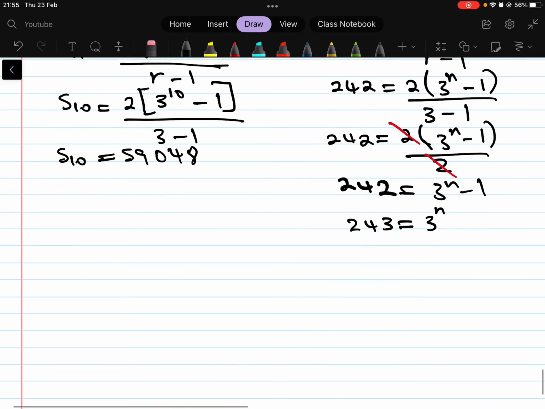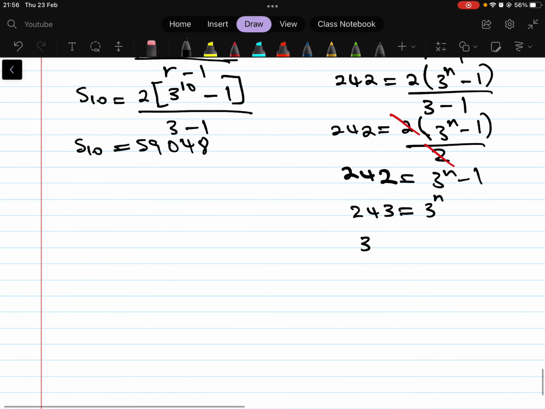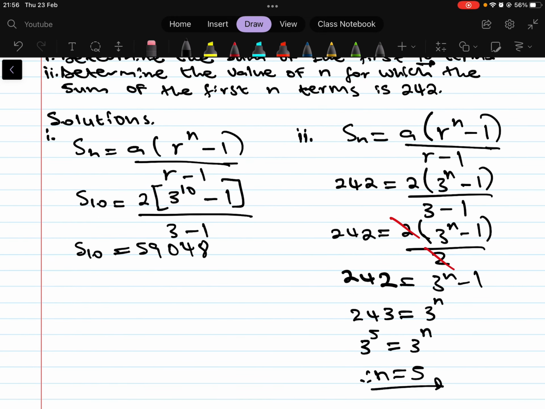Those who use the Casio calculator can know how to write this in exponential form, 243 in exponential form. So how you would usually do that, for those who might not know, you just need to type 243 equal sign shift fact. It gives you that 243 can actually be written as 3^5, which is equal to 3^n. Therefore n equals 5. Because of equal bases, the exponents are also equal. Then you are done. That's one way in which you could apply this equation.